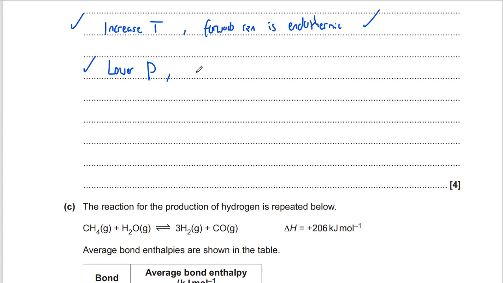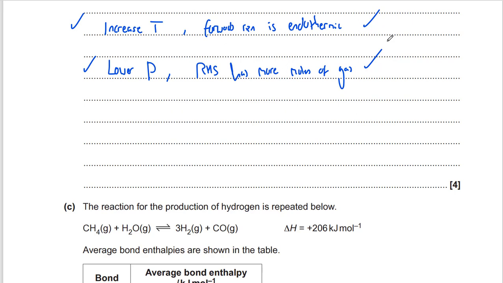To explain it, all you have to say is that the right-hand side, or the product side, has more moles of gas. And that's it, 4 marks. And you can do that in 2 lines. So a nice straightforward example there of how you don't need to write an essay to get full marks. Brevity is key. Put down the most important points and you get the marks.